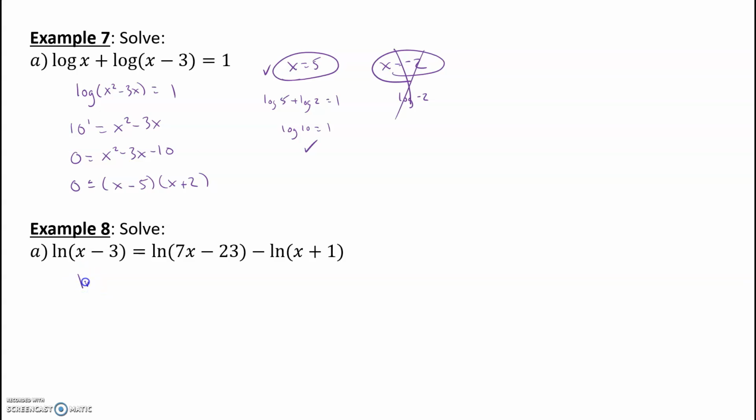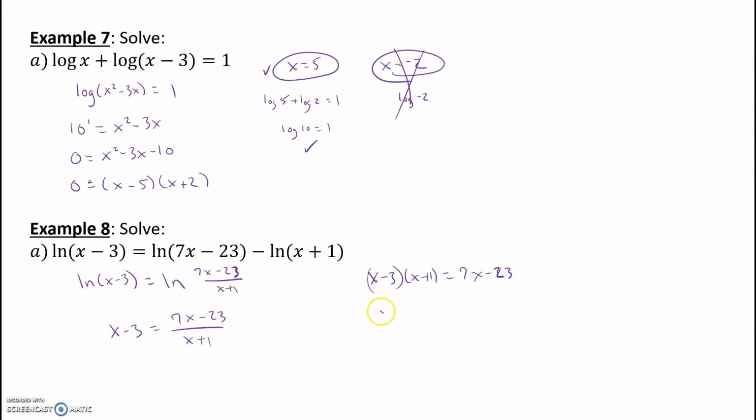Next one, let's combine natural log of x minus 3. Natural log, subtraction says division, 7x minus 23 over x plus 1. Well, you know these are both natural logs, so if the natural logs are the same, this must be the same. So x minus 3 has to equal 7x minus 23 over x plus 1. Let's multiply both sides by x plus 1, so x minus 3 times x plus 1 equals 7x minus 23.